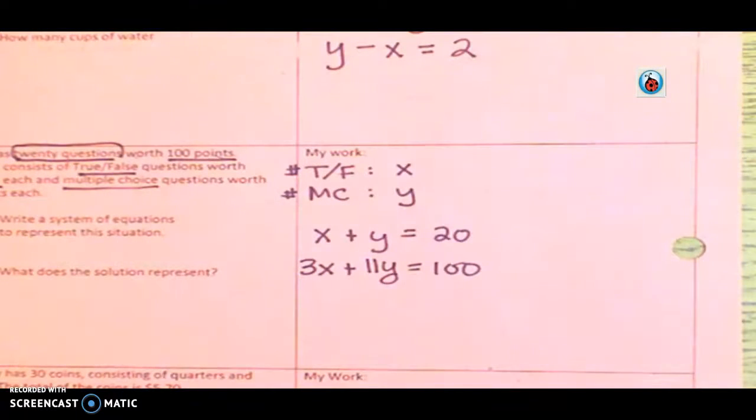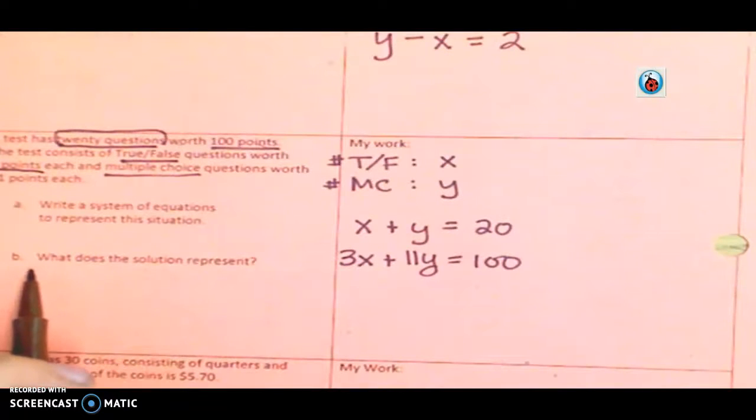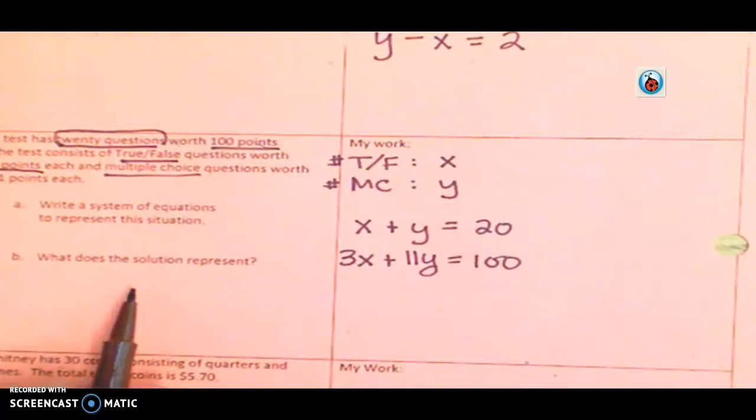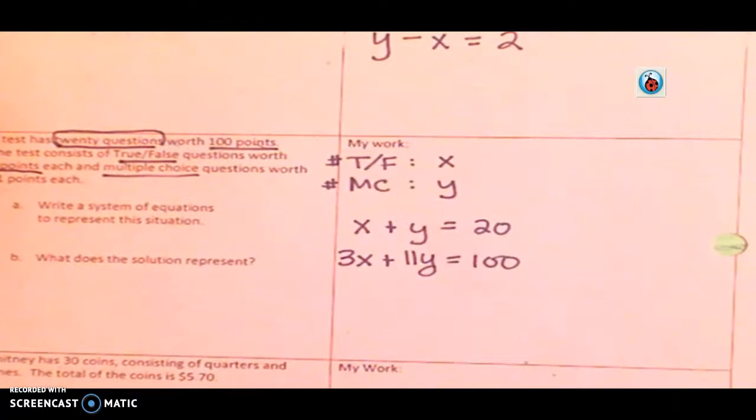Okay, so it wants you to find the solution and then explain what it means. Like, what did you get? So like if you got 3, 5, well, that means that there's 3 true/false questions and 5 multiple choice questions. That's not right because that doesn't add up to 20, but you get the idea.